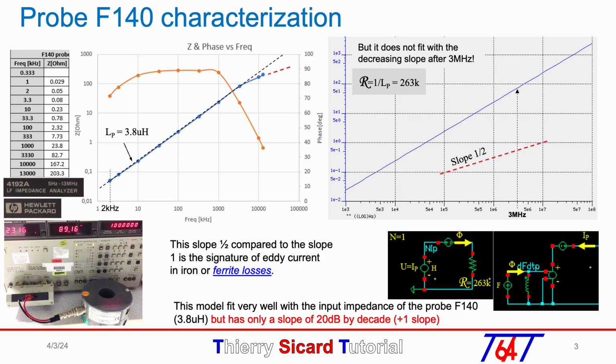In the first BCI video presentation in the TerraCycler tutorial number 18 we saw during the F140 probe characterization that after 3 MHz the slope of the probe impedance was changing from the +1 slope, meaning 20 dB per decade, to half slope, 10 dB per decade. So we need to change our model to get the half slope after 3 MHz as shown on the animation.